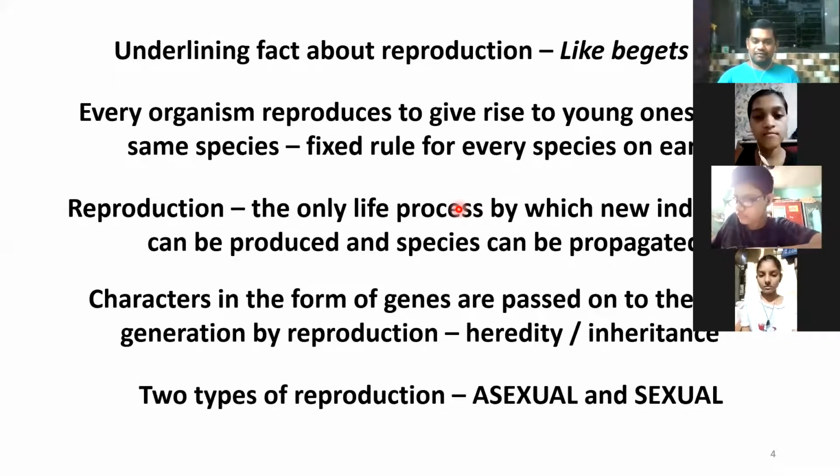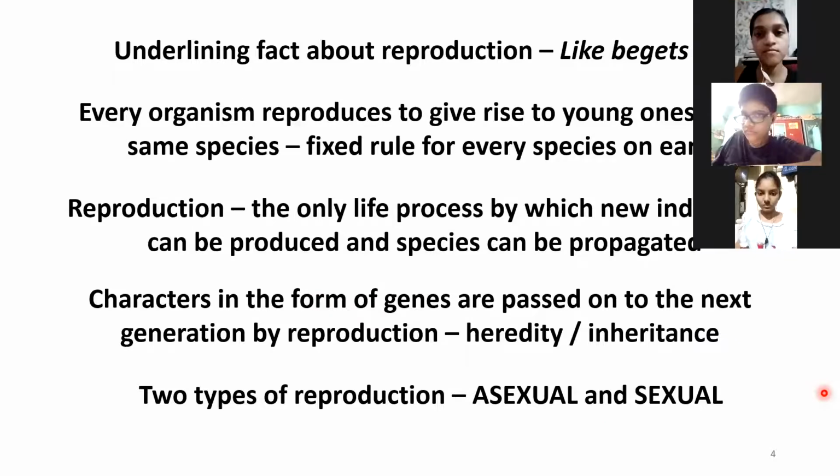Two main types of reproduction are known. Okay, they are asexual reproduction and the other one is sexual reproduction. Okay, two types of reproduction. First, we will broadly see the main points of differences between them, and then we will see the different methods of asexual reproduction and then the different methods of sexual reproduction.